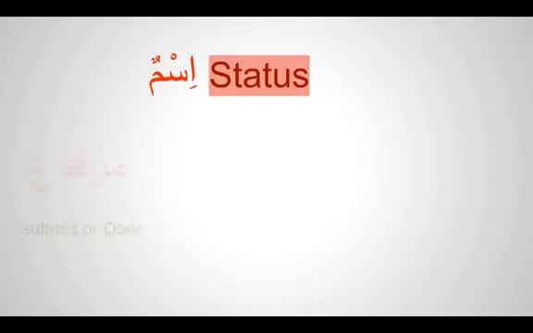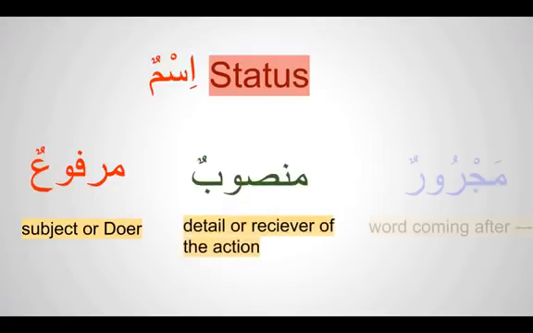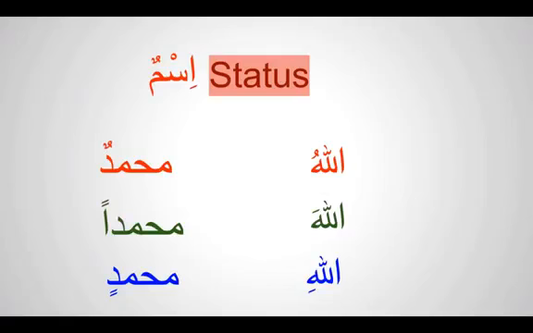So what is status? What does ism status mean? Status means what the noun is ending with, whether it is marfu, mansub, or majroor. Every noun can be in this situation. Marfu means the noun ends with dhamma, double dhamma or single dhamma. Mansub means a noun ending with double fatha or single fatha. Majroor means a noun ending with double kasra or single kasra.